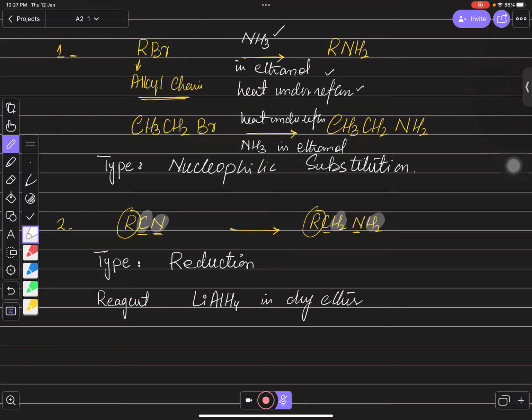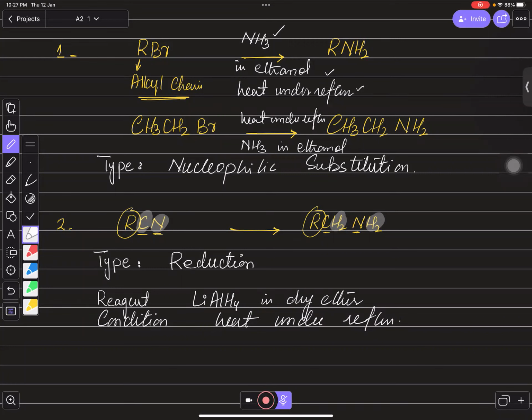Yes, sir. And you also need to know the condition for this reaction is again the same thing. You need to heat under reflux, or you can even just say heat this reaction, right? So the condition for this is heat under reflux. So actually, what is this reaction? You need to understand this.